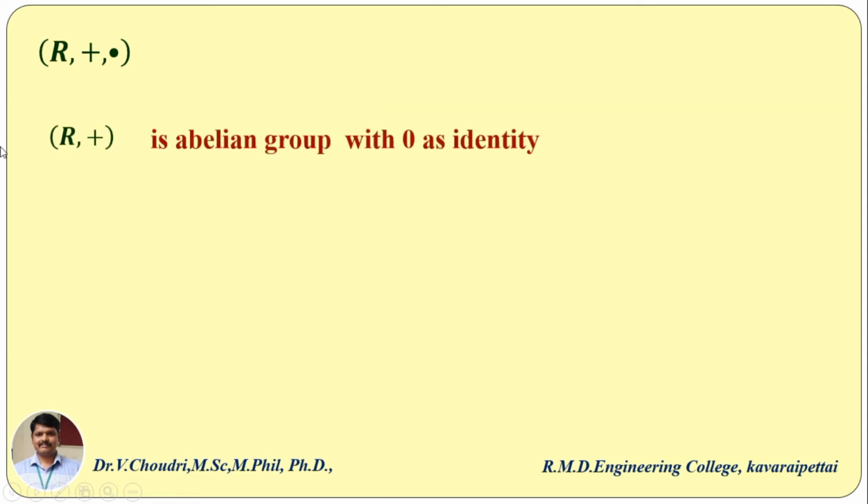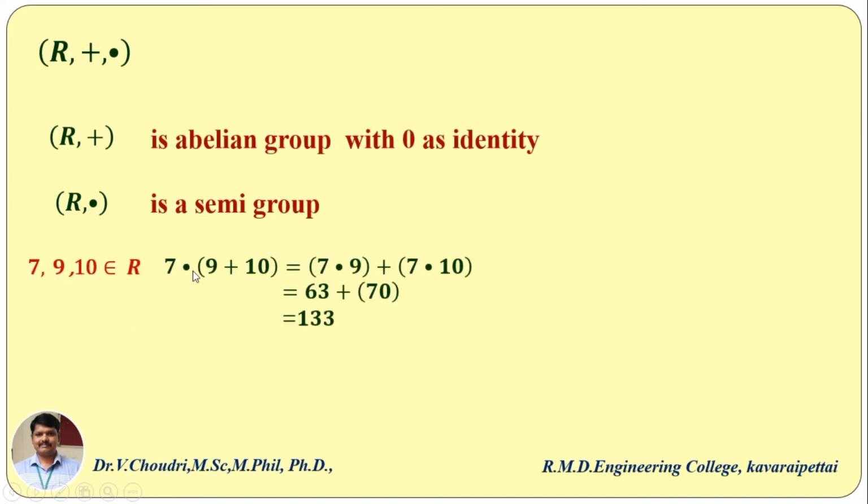Okay, now in the set (R, +, ·), (R, +) is an abelian group. It satisfies the 5 axioms with 0 as the identity, because under plus, 0 is the identity. Also (R, ·) is a semigroup. If it is a semigroup, it means R satisfies the closure property and associative property under dot. Then one more property. I am taking 3 elements belonging to R.